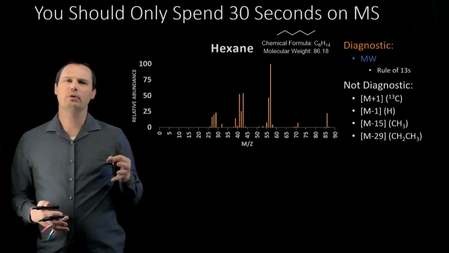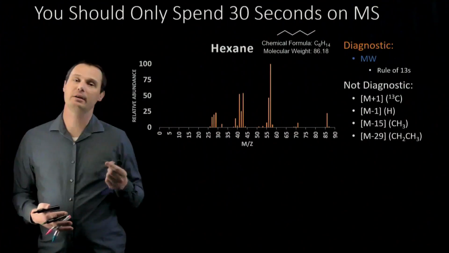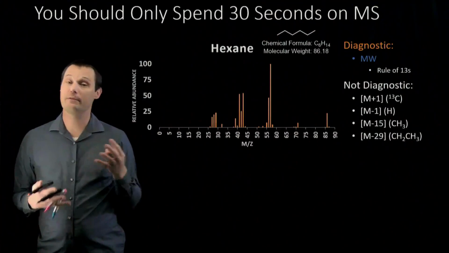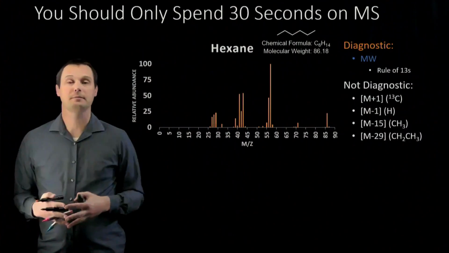The first thing I'd like to say, when you look at hexane, the one thing that you do want to look at is the M+ peak. The M+ peak tells you the molecular mass of the molecule. It's a good confirmation when you're all done that you've drawn the right molecule. It has to add up to the right molecular mass.